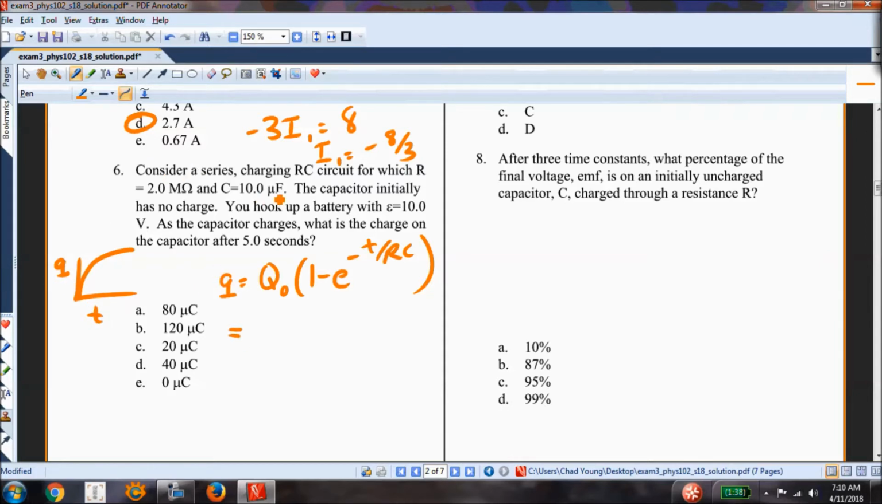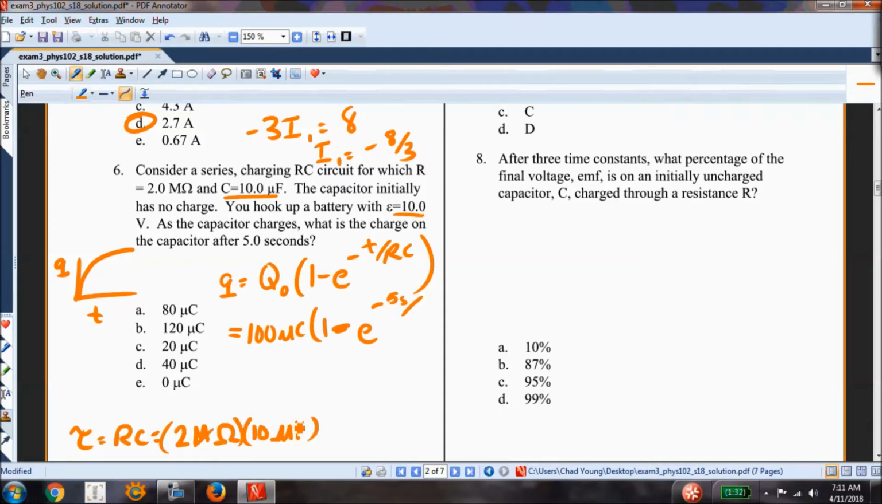Q naught is equal to C times V, so that is 100 microcoulombs times 1 minus e to the minus t, which is 5 seconds, over RC, and tau is equal to RC, which is going to be 2 megohms times 10 microfarads. Notice the mega and the micro cancel out, so that's going to be 20 seconds, so it's 5 over 20 seconds. And then that'll give me my answer. It's going to be 20 microcoulombs for number 6.